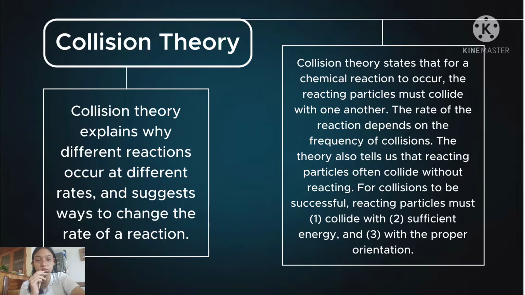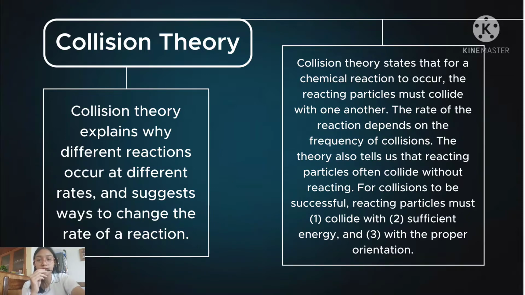Collision theory explains why different reactions occur at different rates and suggests ways to change the rate of a reaction. Collision theory is one of the fundamental foundations or key factors that we should take note of with regard to observing how a reaction takes place between two different particles or reactants. Reaction rates may vary depending on the collision that happened between two particles.